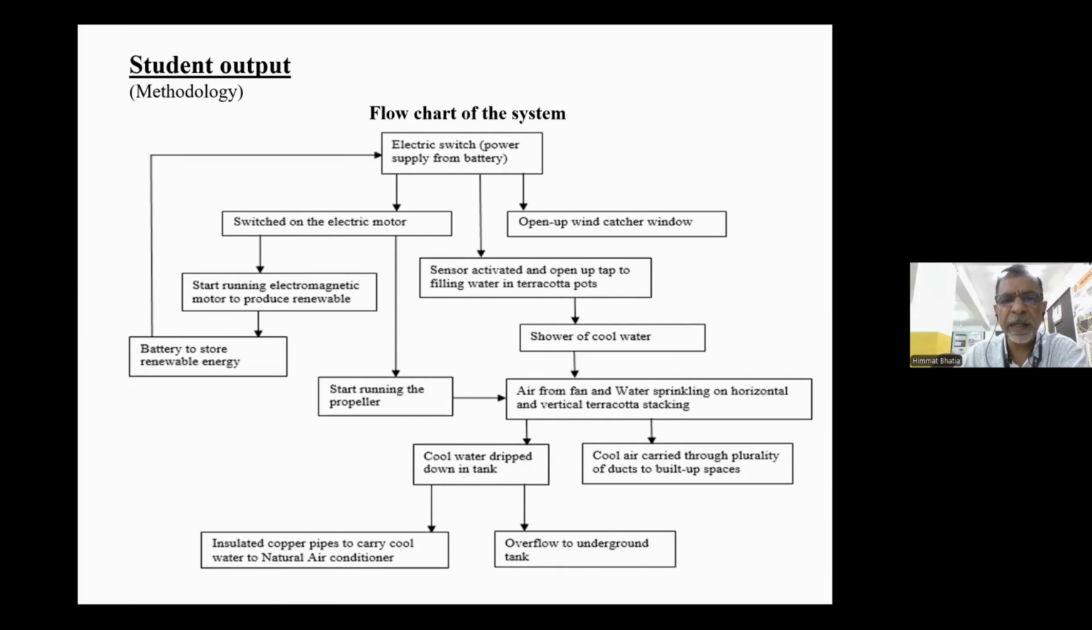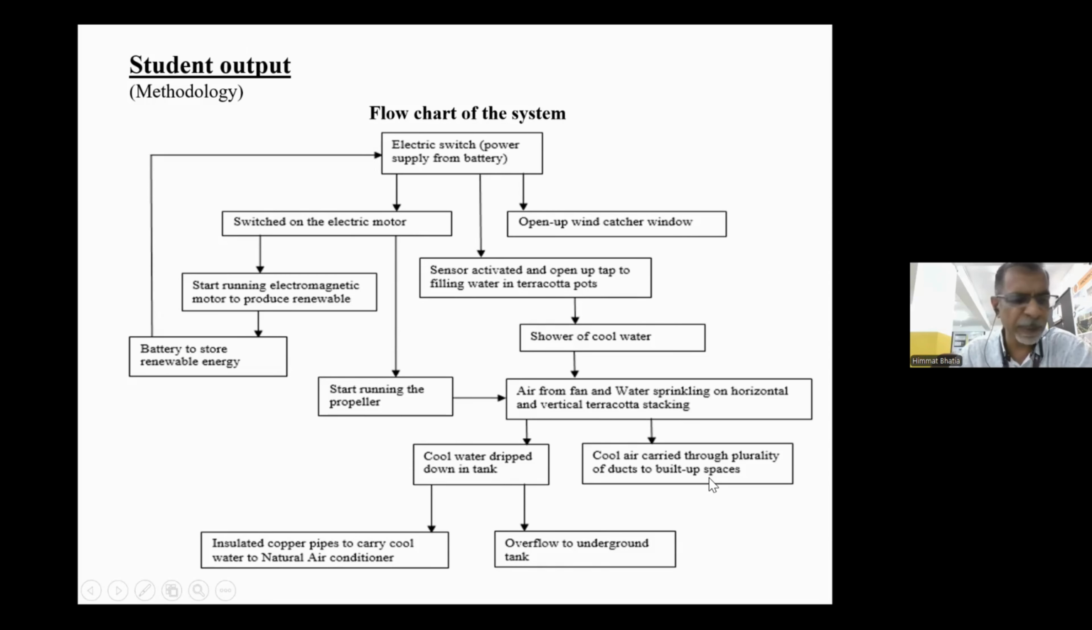First, when the electric switch is on, that will open the wind catcher on the window, and that will start the propeller also. And on the left side, the electrical switch turns on the electrical motor. That electrical motor will be running the propeller, and the propeller will be sucking the air from the outside, and the water sprinkling system will also start because of the sensor system. And then the cooled water will be dripped into the tank, and then cool air will be carried through the plurality of ducts to the built space at different levels.